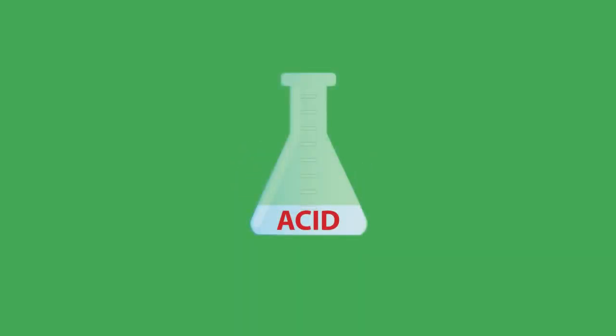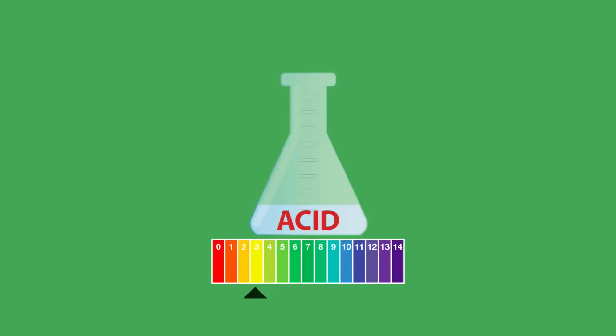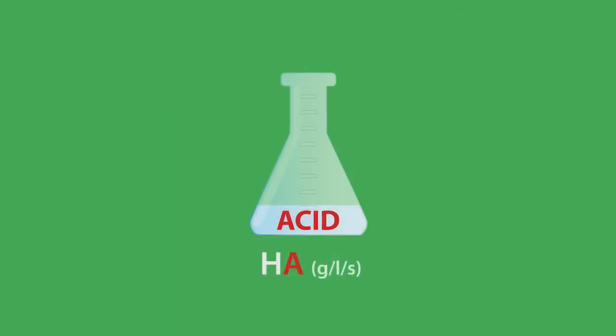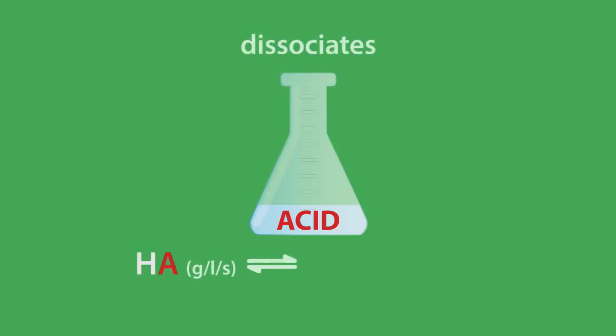You may be familiar with the term acid to describe a substance that has a pH lower than 7, turns blue litmus paper red, and turns universal indicator solution or paper red or orange, all depending on its strength. An acid is simply a substance that dissociates to release a hydrogen ion or proton in water.